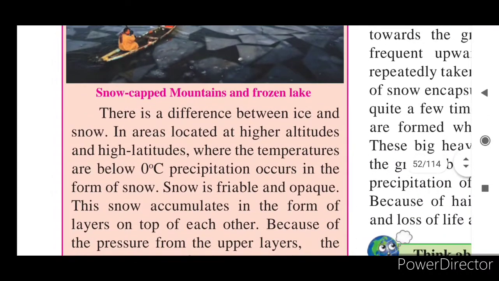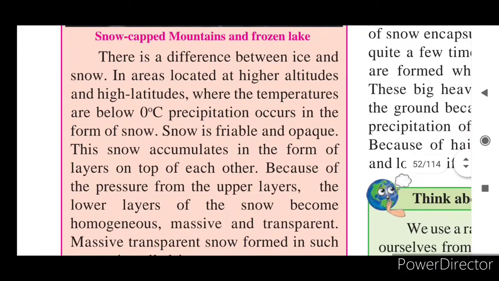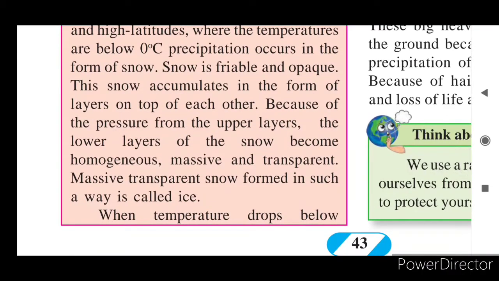There is a difference between ice and snow. In areas located at high altitudes where the temperature is below 0 degrees Celsius, precipitation occurs in the form of snow. Snow is variable and opaque. This snow accumulates in the form of layers on top of each other. Because of the pressure from the upper layers, the lower layers of the snow become homogeneous, massive and transparent. Massive transparent snow formed in such a way is called ice.